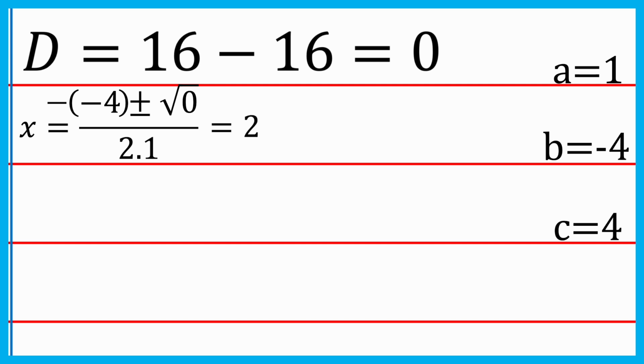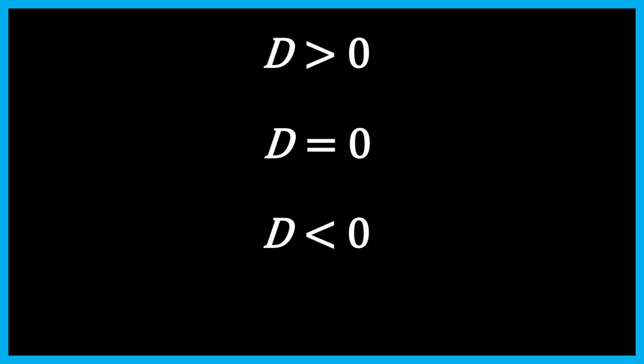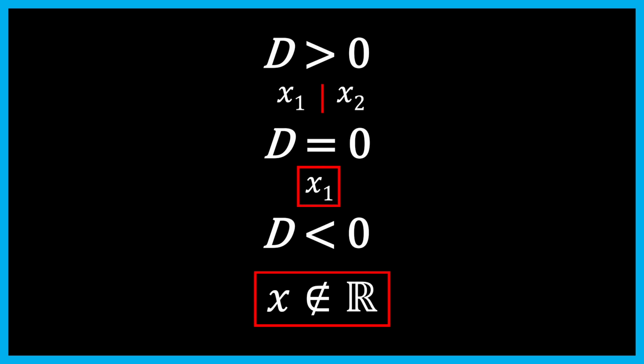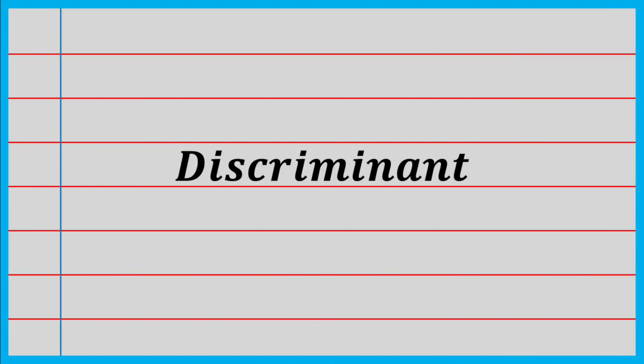Now the last case. What if the discriminant is negative? Then you can't take the square root in the real numbers, and that means no solutions. So remember this. D greater than 0. Two solutions, d equal to 0. One solution, d less than 0. No solutions.